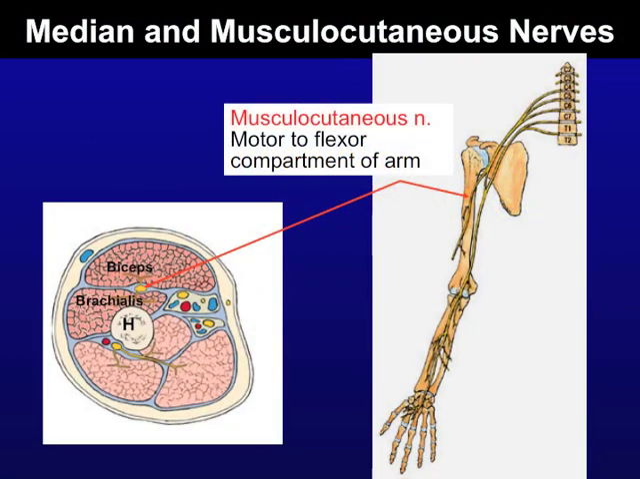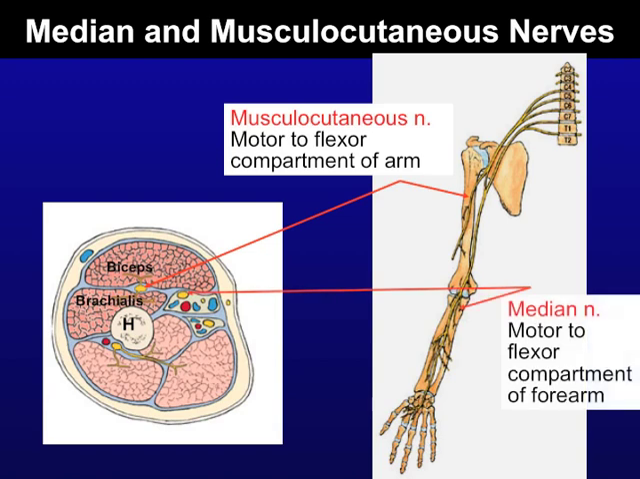After emerging as a terminal branch of the lateral cord, the musculocutaneous nerve travels to the anterior compartment of the arm to innervate the flexor compartment of the arm. The median nerve travels from the brachial plexus to the forearm and innervates most of the muscles of the flexor compartment of the forearm.